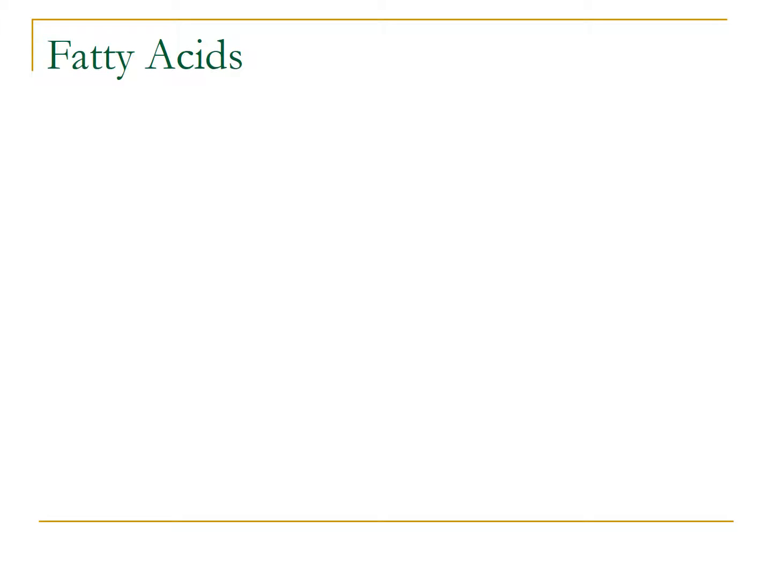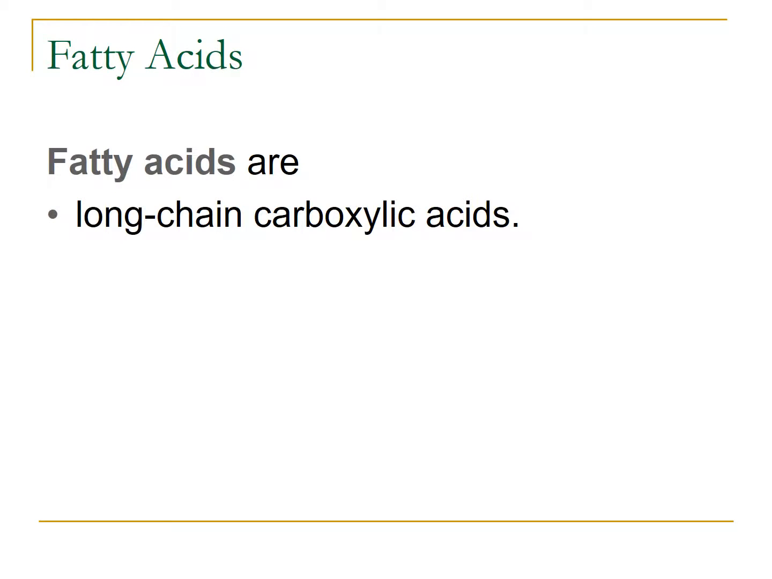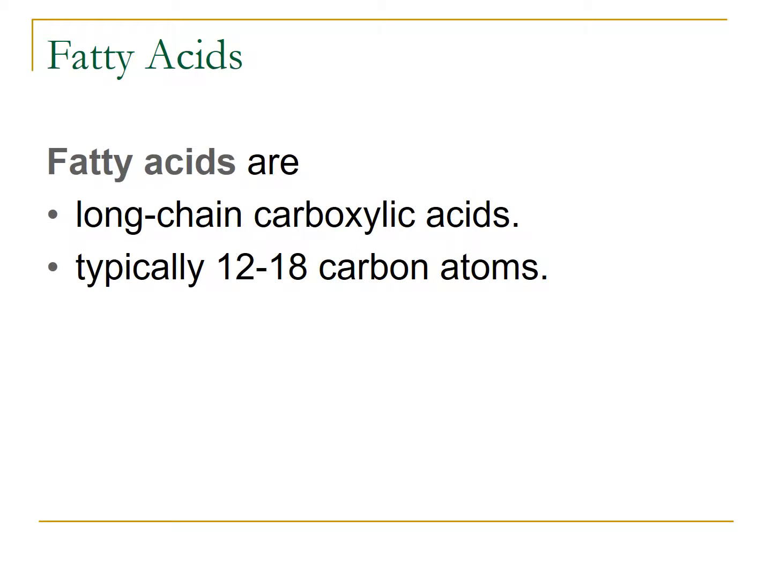Okay, let's take a look at what we mean by a fatty acid. Fatty acids are long-chain carboxylic acids. By that they mean we have lots of carbons, 12 to 18 carbon atoms in a chain. And then on the end there's a carboxyl group, a C double bonded O, OH.